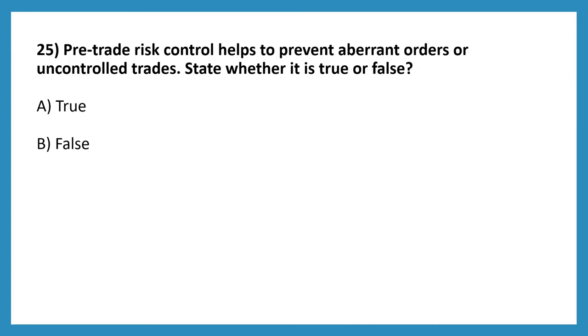Next question. Pre-trade risk control helps to prevent aberrant orders or uncontrolled trades. State whether it is true or false. The correct answer is option A, true.